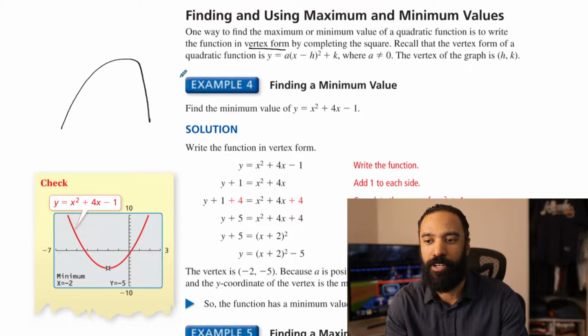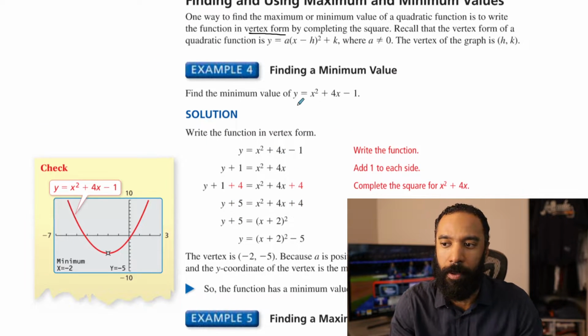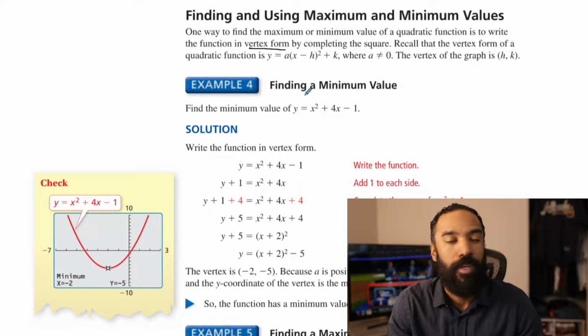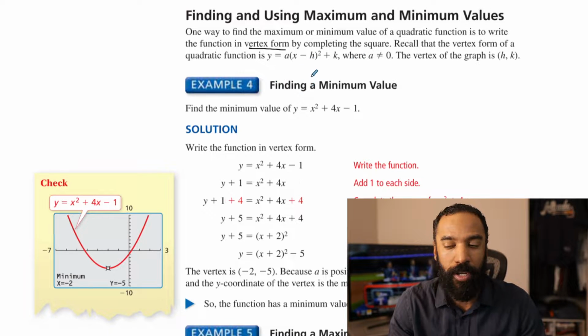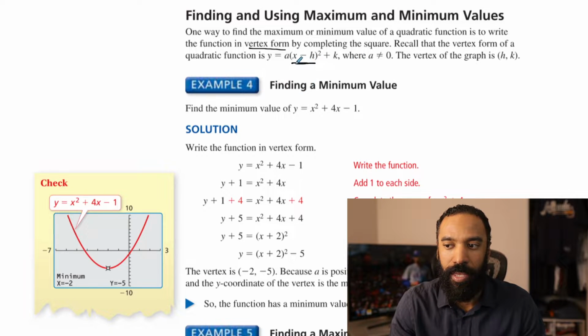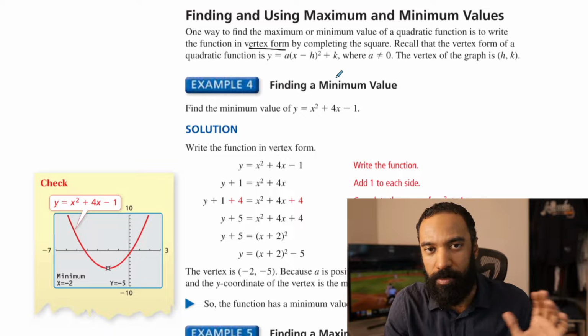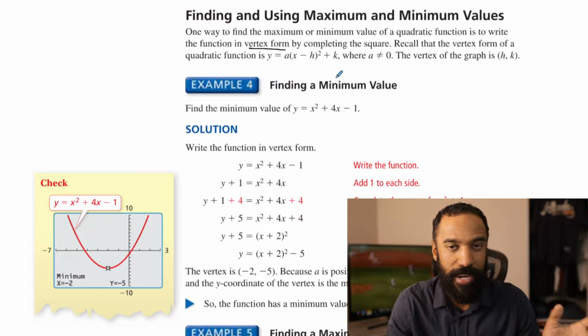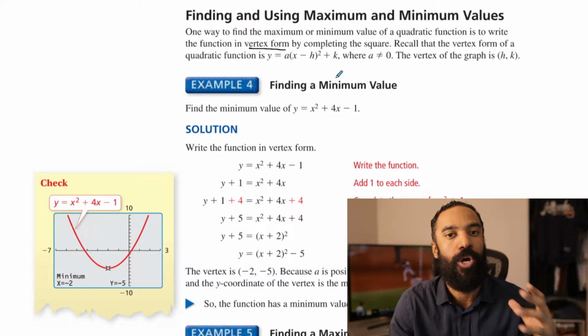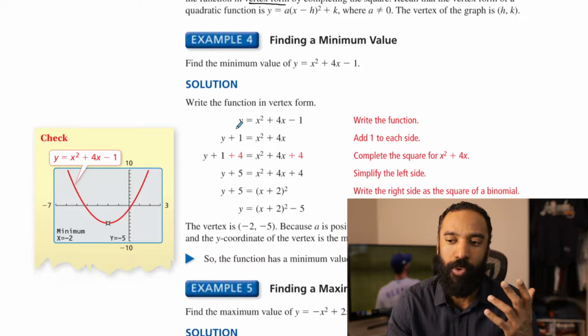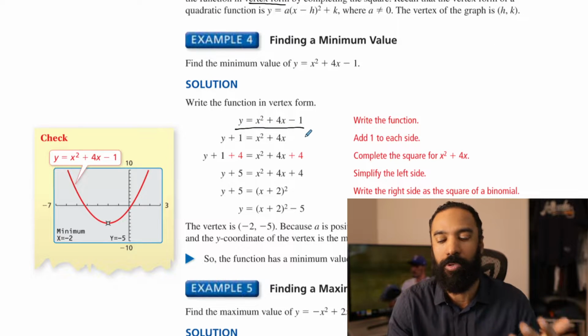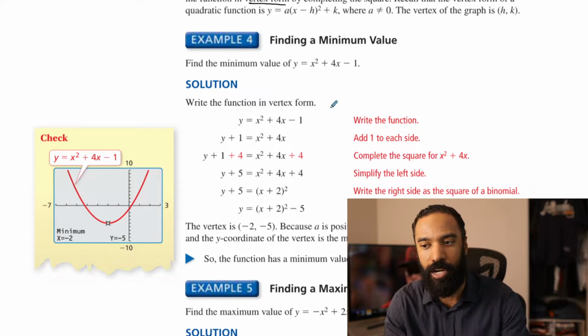So how do I get something in vertex form, especially when it's in standard form? You complete the square. Remember what completing the square allows you to create: a factorable perfect square trinomial like this. Now this is going to be slightly different from the previous problems because you don't have something set equal to 0, or you put things on the other side. We have a y on the other side. In this equation in standard form, y equals x squared plus 4x minus 1, this is the standard form equivalent.